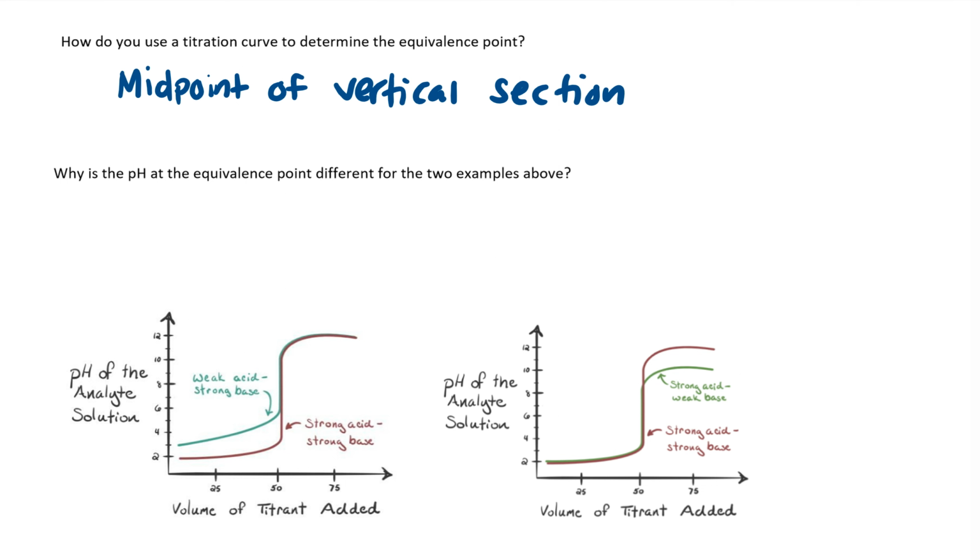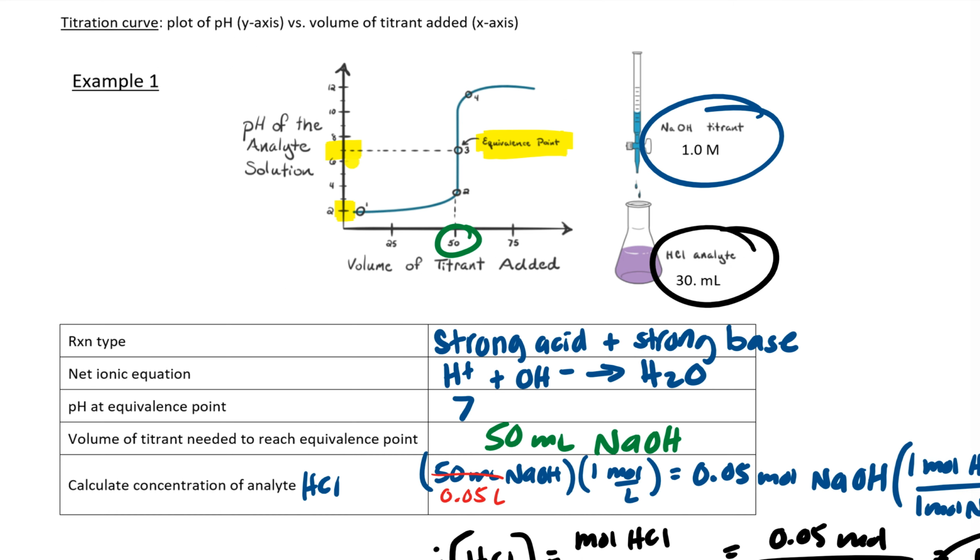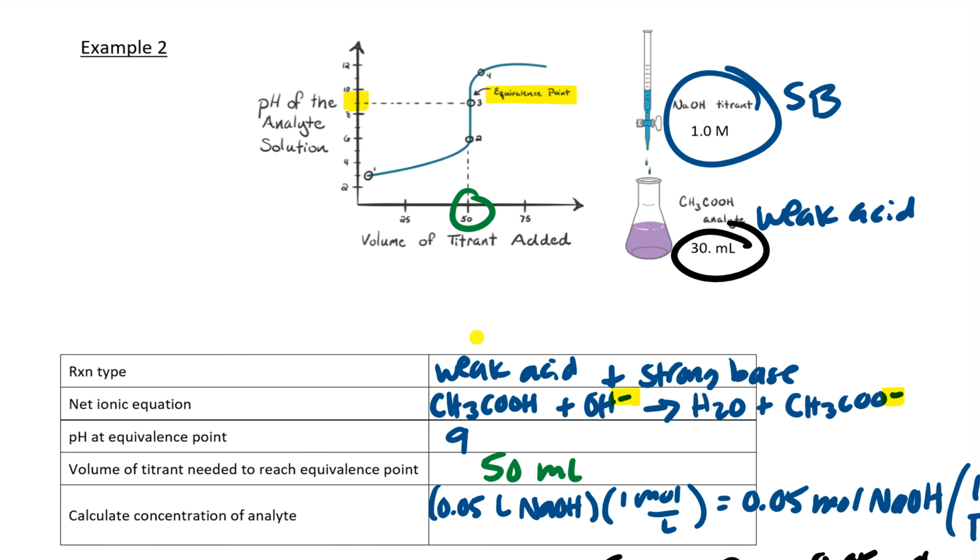So if you recall example number 1, the pH at equivalence point in example 1, we had strong acid reacting with strong base. That pH was neutral at 7. But in example number 2, we were titrating a weak acid with a strong base at equivalence point, where the moles of acid equals the moles of base. The pH was basic, hovering around a 9 for this graph. Now, why are they different? It has to do with what we're producing.